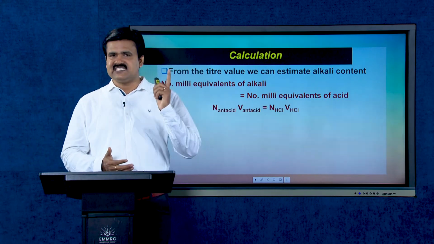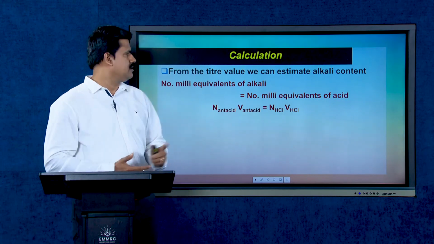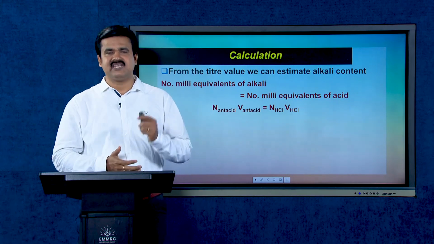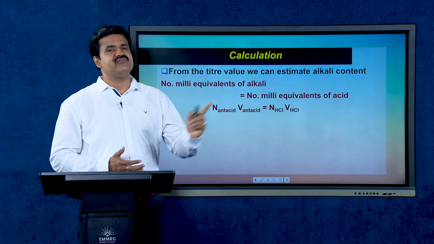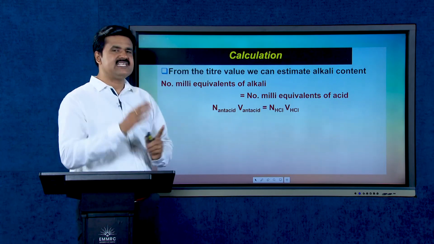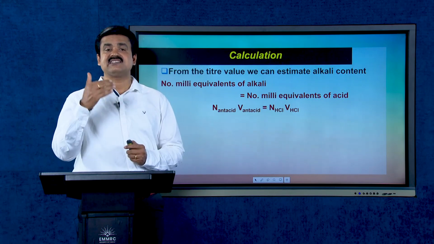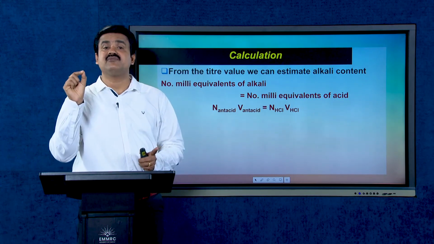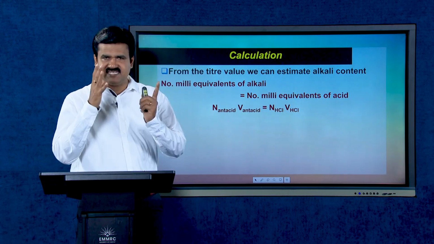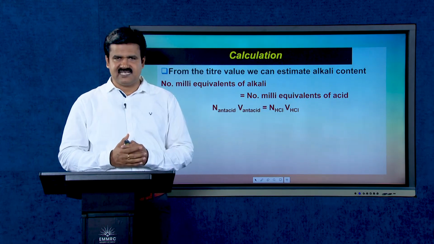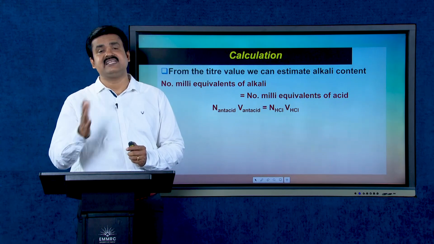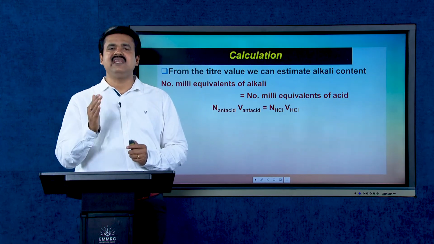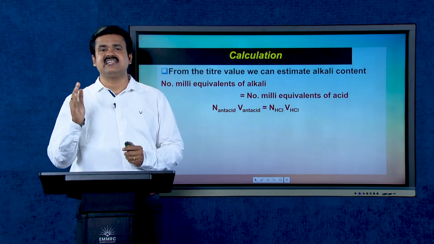So, it is very well clear from the volumetric equation that N antacid into V antacid equal to N HCl into V HCl. Remember, N antacid is the normality of antacid and V antacid is the volume of antacid in ml. So, the left hand side represents number of milli-equivalents of alkali content in antacid. That is same as N HCl into V HCl, that is number of milli-equivalents of HCl. So, number of milli-equivalents of HCl will be same as number of milli-equivalents of alkali content present in the antacid.